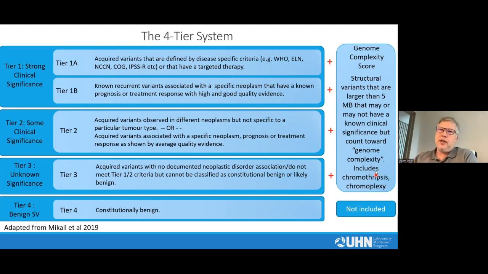However, we are seeing KMT2A partial tandem duplications, which tend to be in the sort of 20 to 50,000 base pair size range. So, you win some, you lose some. So that's what we got.